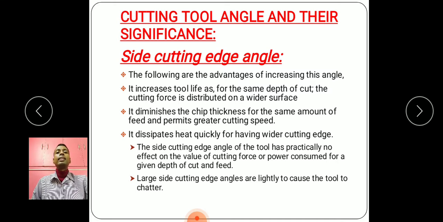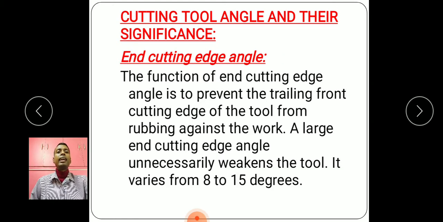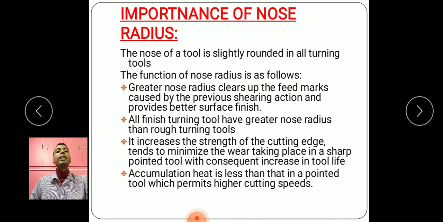Cutting tool angles are significant. Side cutting edge angle: to increase tool life, to diminish chip thickness, to dissipate heat quickly, etc. End cutting edge angle: the function of the end cutting angle is to prevent the trailing front cutting edge of the tool from rubbing against the work. A large end cutting edge angle unduly weakens the tool. It varies from 8 to 15 degrees.